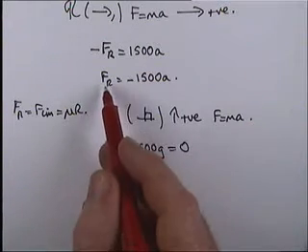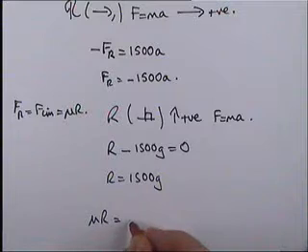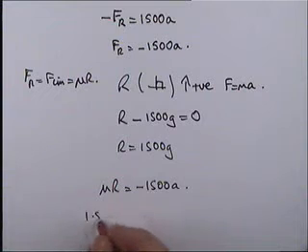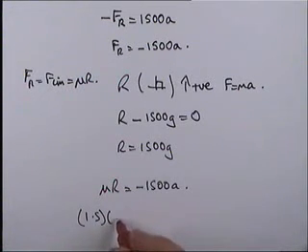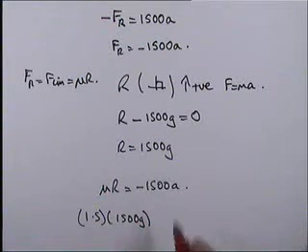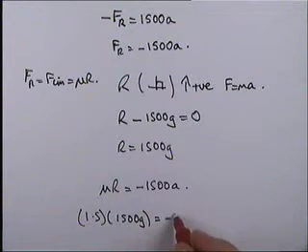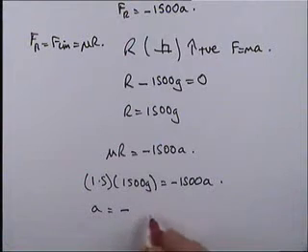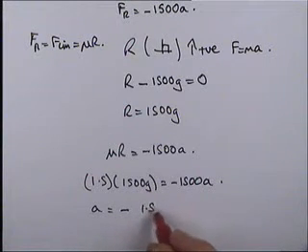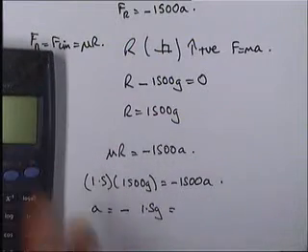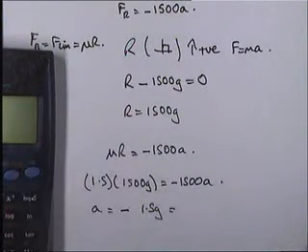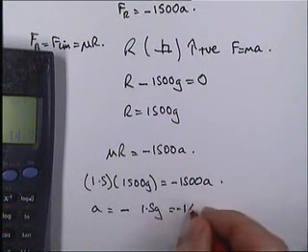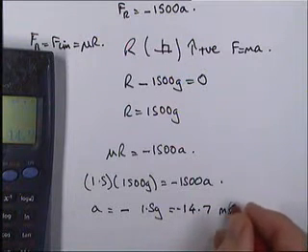So now we can say that this frictional force, mu R, equals minus 1,500 A. So we have 1.5 lots of 1,500 g equals minus 1,500 A. So A equals minus 1.5 g, which is, don't forget we use 9.8 in maths, minus 14.7 meters per second squared.